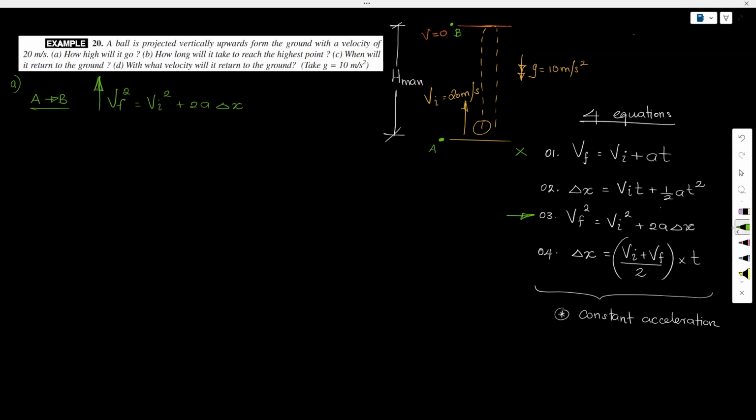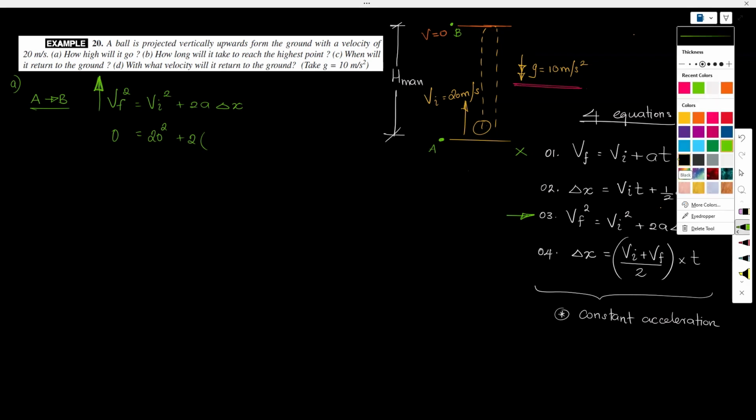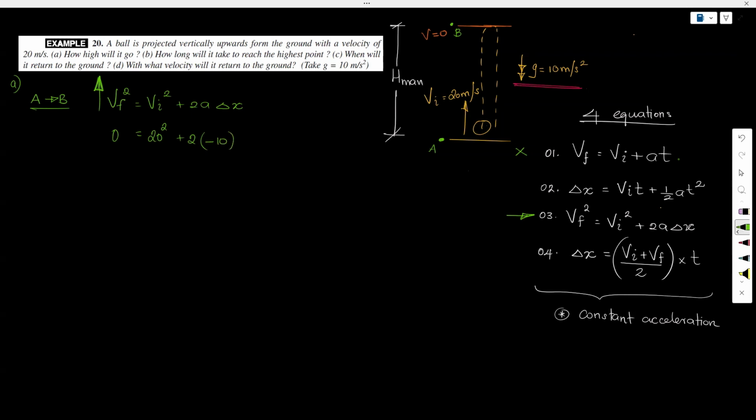I'm going to use any vector quantities in this problem which are upwards as positive. So final velocity is 0, which is the velocity at the top. Initial velocity is 20, so it is 20 squared plus 2 times acceleration due to gravity. Acceleration due to gravity is pointing downwards, and don't forget that it is always pointing downwards. But I'm considering anything up as positive, so it is going to be minus 10. Understand why it is minus.